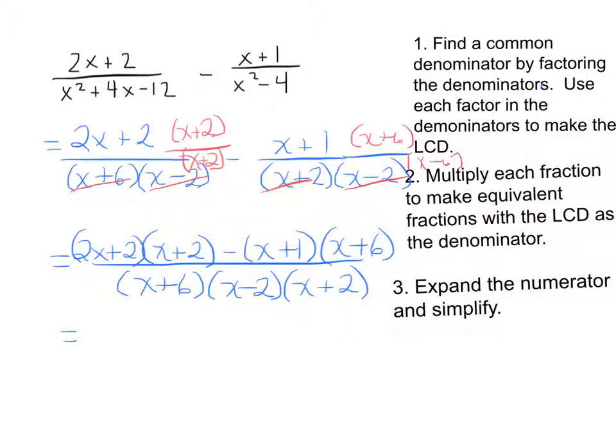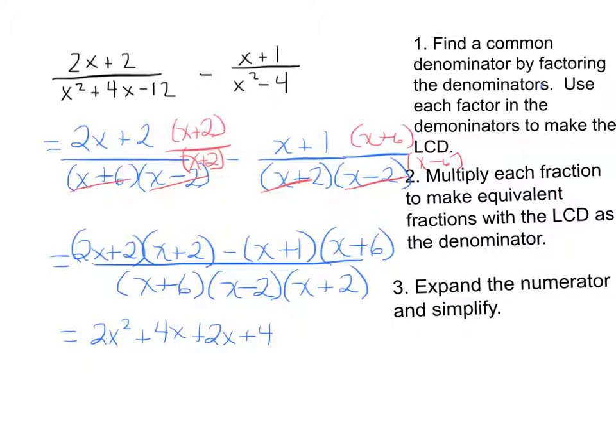So I'm going to do 2x plus 2 times x plus 2. That's two binomials. I need to use the distributive property. So I'll go 2x squared plus 4x plus 2x plus 4. That's just these, right? I did 2x times x to get 2x squared, 2x times 2 to get 4x, 2 times x, and 2 times 2.